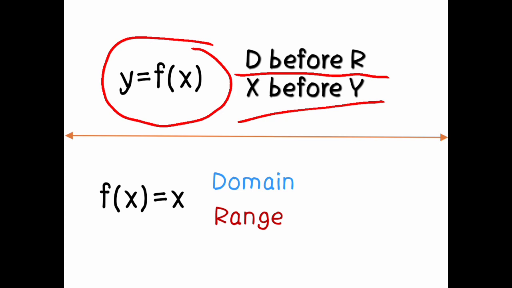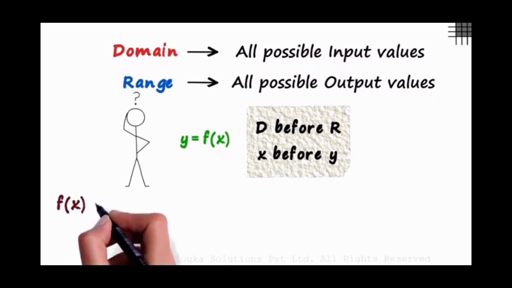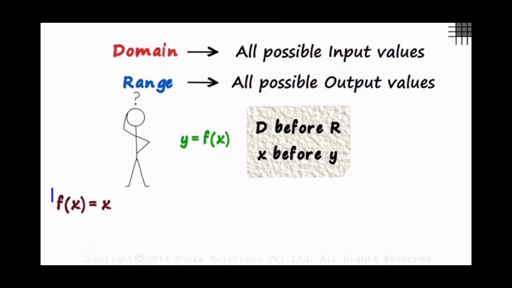Now, the first function is f of x is equal to x. This function will simply give out the value it takes as the input as the output. Instead of saying it does nothing, a better way of saying it would be the function multiplies the input by 1 and gives an output anyway.